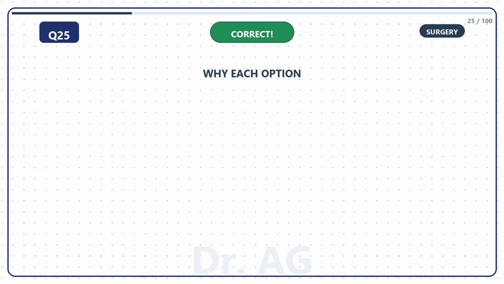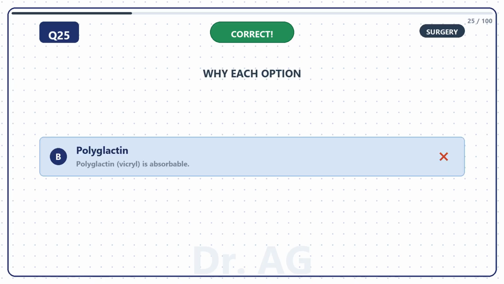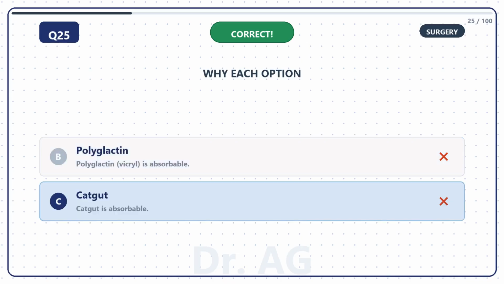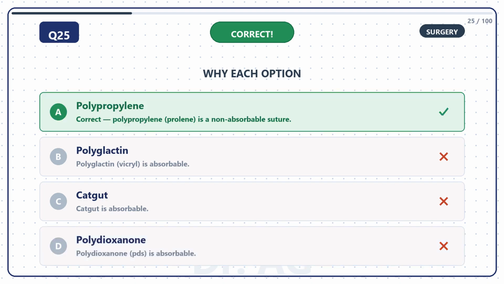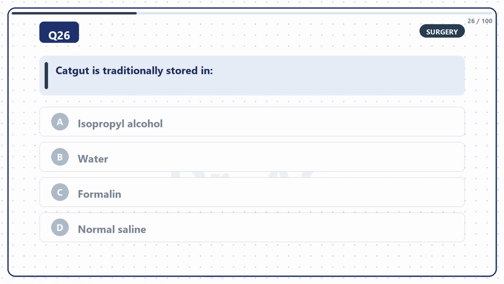Polypropylene. Let's go through the options. Polyglactin, Vicryl, is absorbable. Catgut is absorbable. Polydioxanone, PDS, is absorbable. And the correct answer is polypropylene. Correct. Polypropylene, Prolene, is a non-absorbable suture. So, the right answer is option A. Polypropylene.